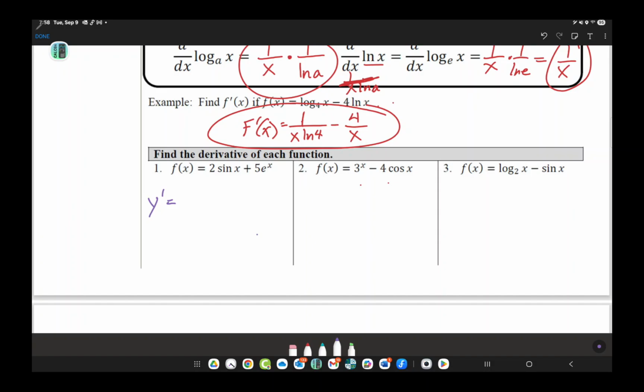All right. About all the time you really need for these. So derivative of 2 sine x is 2 cosine x. Derivative of 5e to the x is just 5e to the x. That's it. Number 2, dy dx. 3 to the power of x is 3 to the power of x, natural log of 3, plus 4 sine x. And number 3, f prime of x is 1 over x natural log of 2, minus cosine x. There you go.